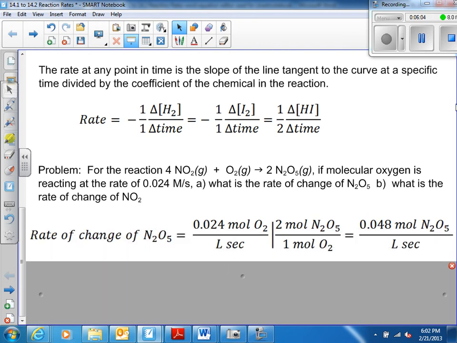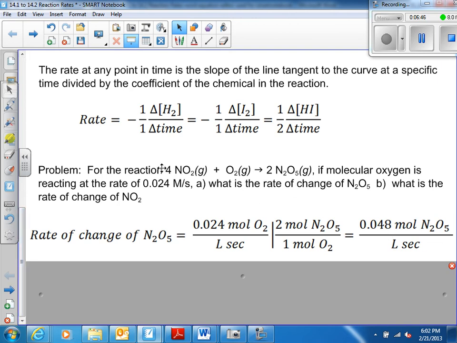So the rate of change of N2O5 should be a positive value because N2O5 is a product. We know the O2 is reacting at 0.024 moles per liter second. Remember, molar is moles per liter. And then for every 1 mole of O2, we make 2 moles of N2O5. Right there is our stoichiometry conversion. So we are making N2O5 at 0.048 moles N2O5 per liter second. And it was what is the rate of change of this stuff. And that is a positive amount because the dinitrogen pentoxide is increasing. So we should have a positive rate of change.